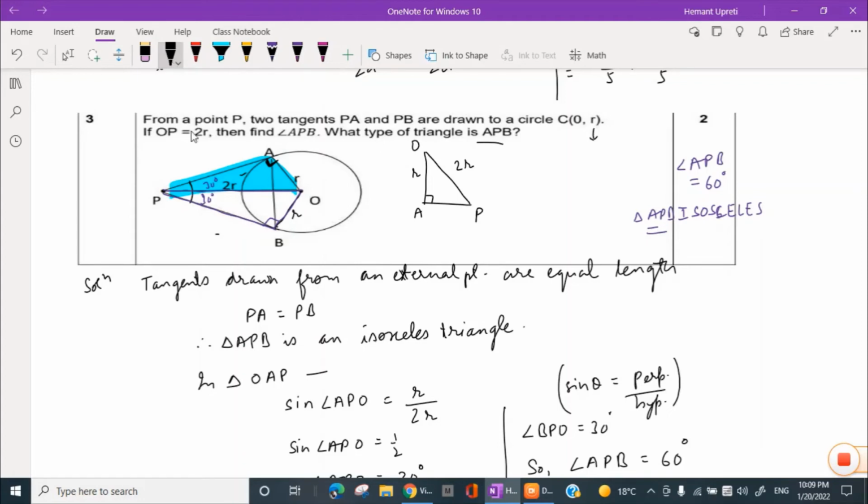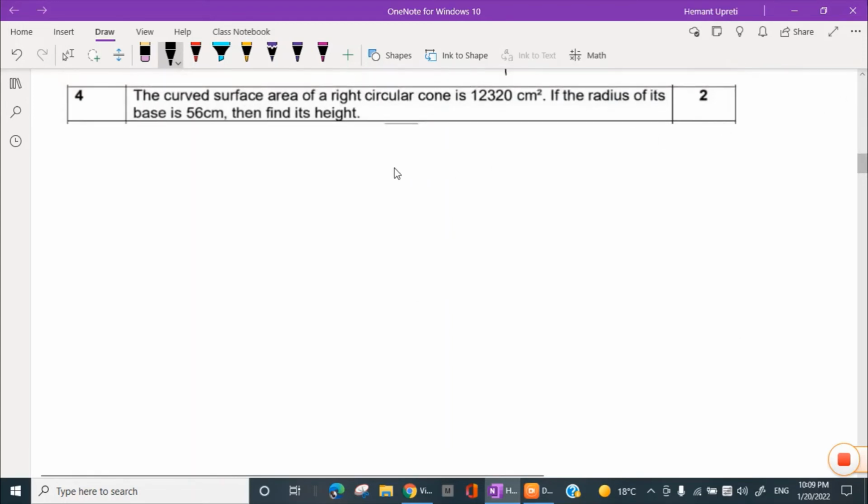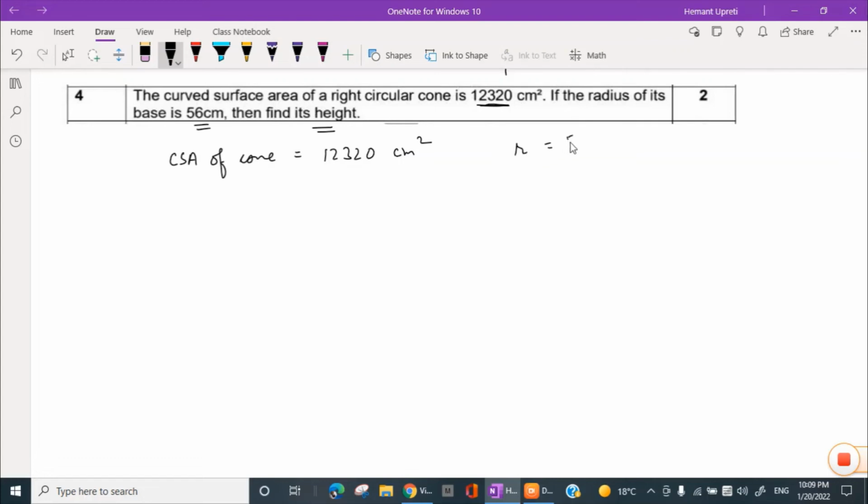Now let us go to question number 4. Okay, this is not so difficult actually this question, क्योंकि सेक्शन ए में दो मार्क्स के क्वेश्चन है, ज़्यादा डिफिकल्ट नहीं आएंगे. The curved surface area of a right circular cone is 12,320 centimeter square. If the radius is 56 centimeter, then find its height. We have to find the height.